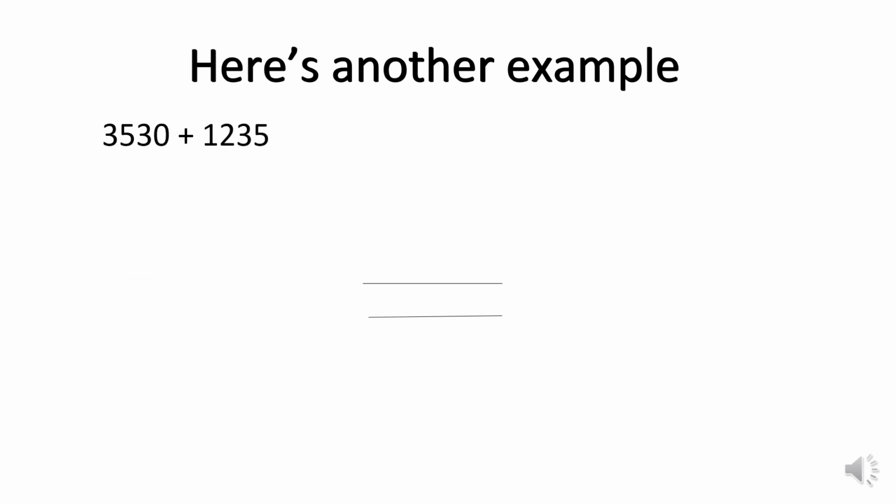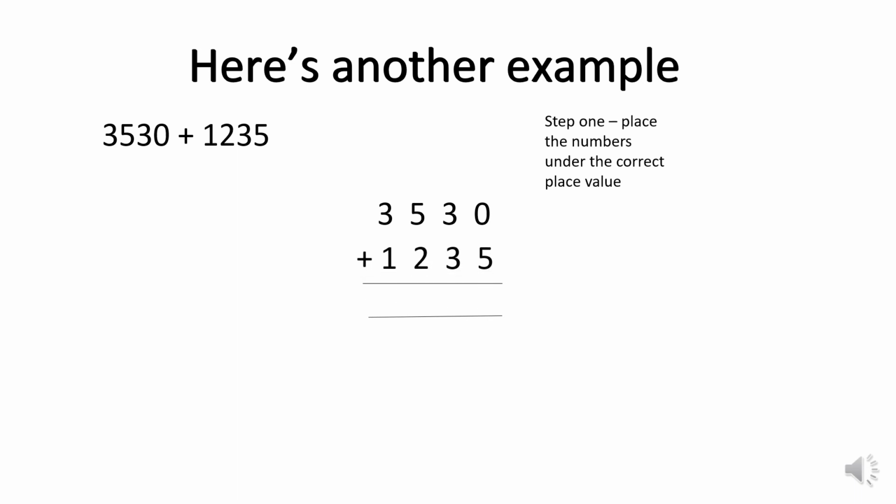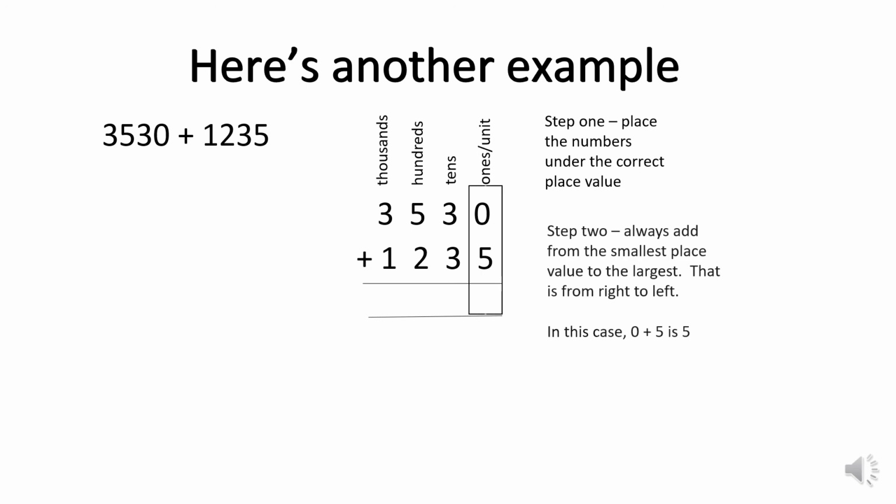And here's another example. 3530 plus 1235. Step 1, place the numbers under the correct place value. So you can just start off writing your 3530, and then underneath that, make sure you start from the right, put the 5 under the 0, the 3 under the 3, the 2 under the 5, and the 1 under the 3. And the next step is to always add from the smallest place value to the largest, that is from right to left. In this case, 0 plus 5 is 5.